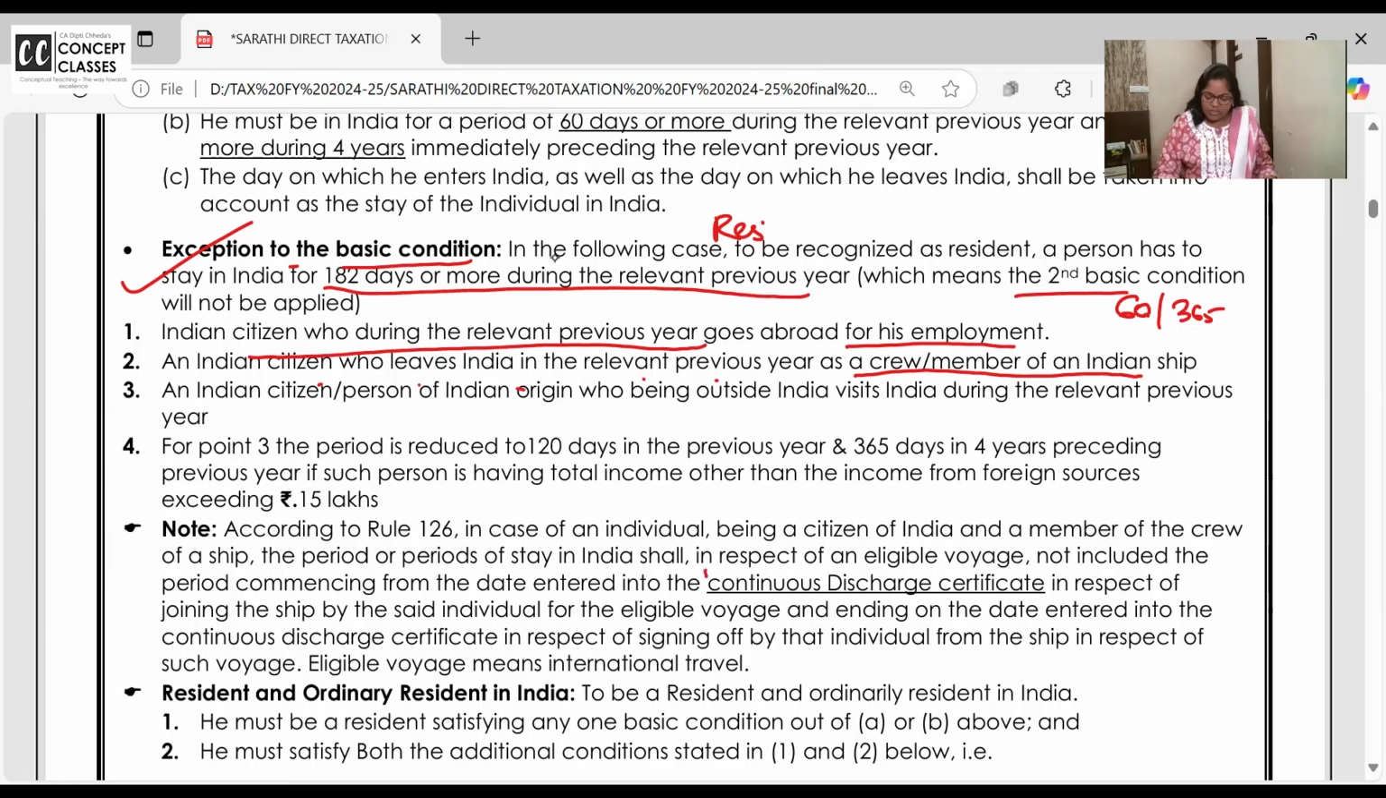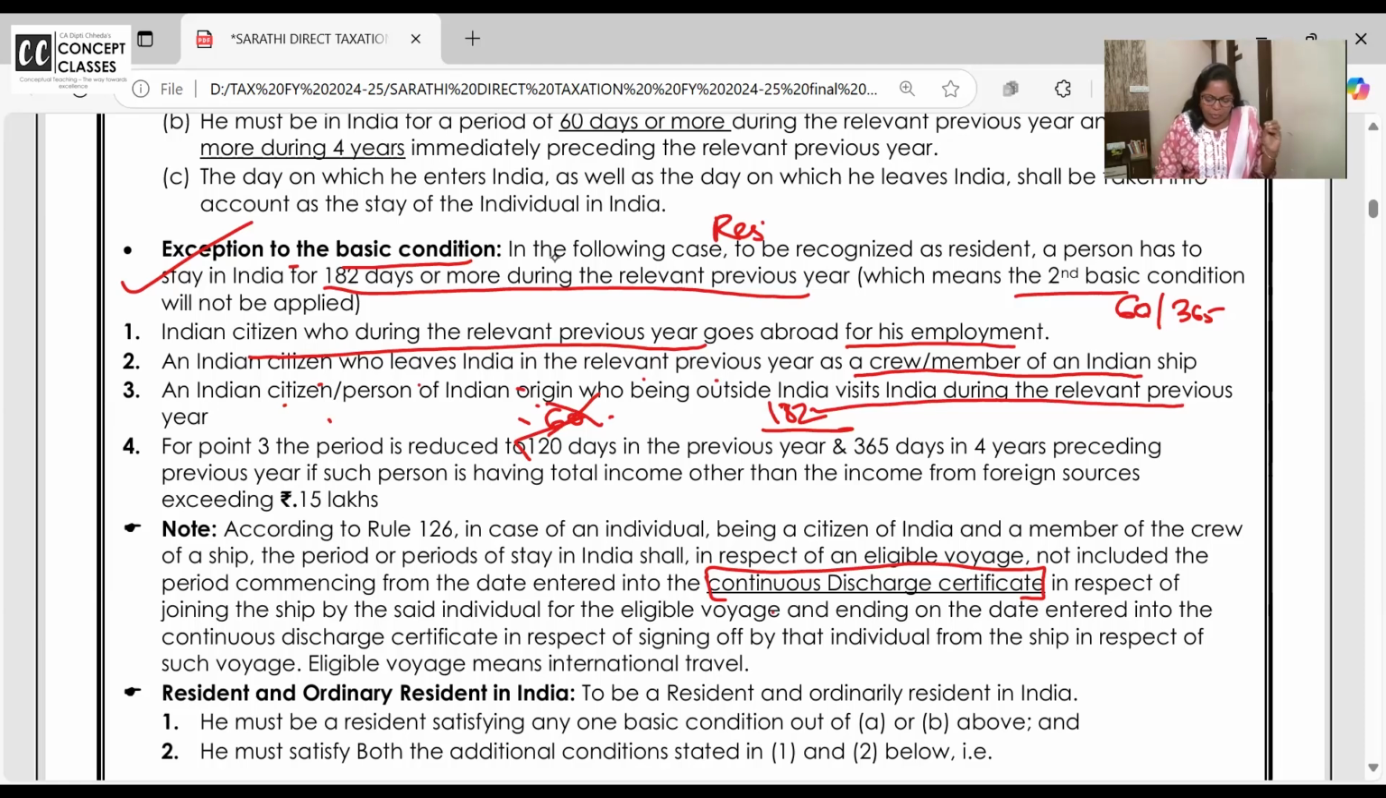Indian citizen who leaves India as a member of crew of a ship. And in crew of ship, the days are counted as per continuous discharge certificate. Third, Indian citizen, person of Indian origin, who being outside India, comes to visit India. For him, it's not that second condition is not applicable. 182 days and more, yes. Second condition, instead of 60 days, it is 120 days.